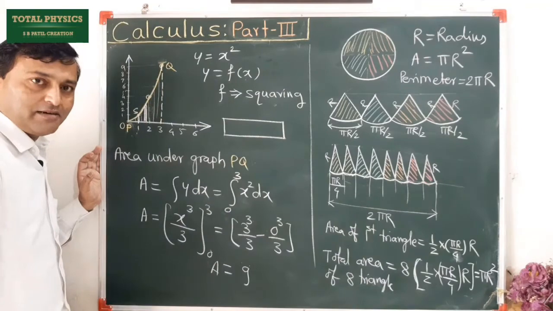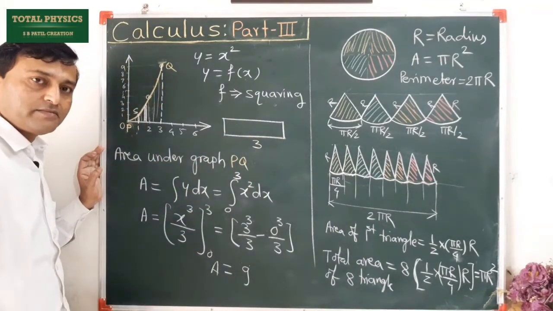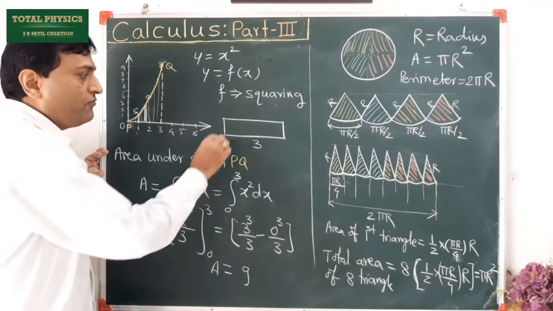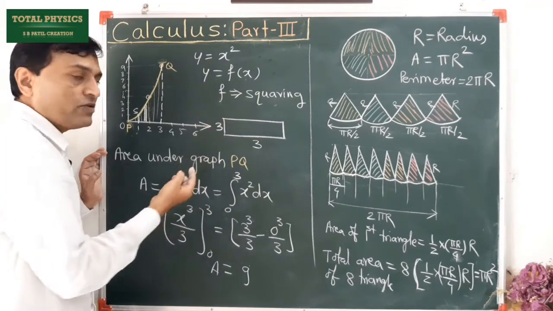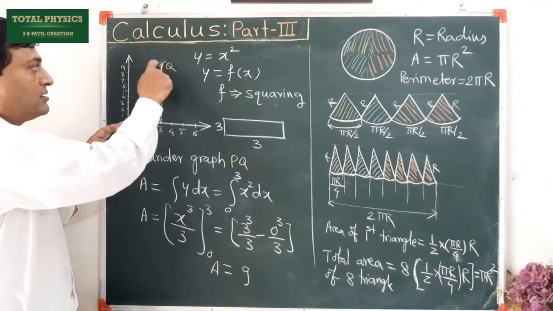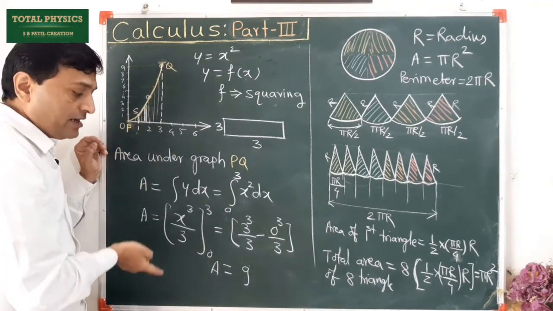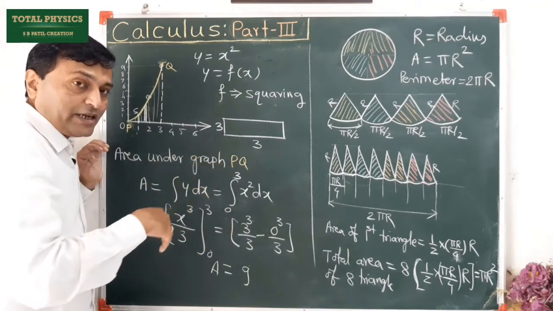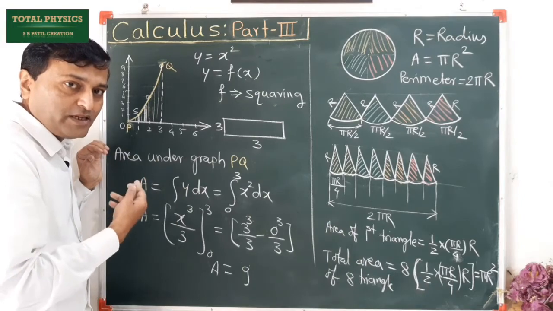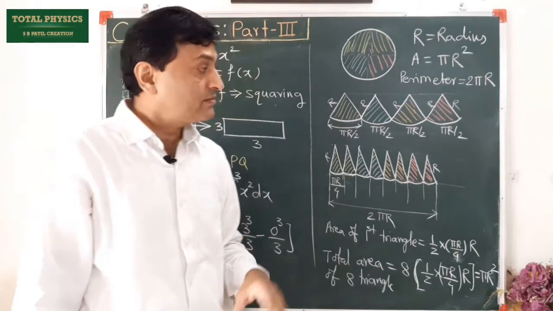This is a rectangle having base 3. What should be the width? Width should be 3. You can calculate from this one. Means actually it is going here. Top point is 9. But if it is converted to a rectangle, then it is actually not forming a rectangle, it is forming a square. Now I have taken one more example. This is an interesting example.